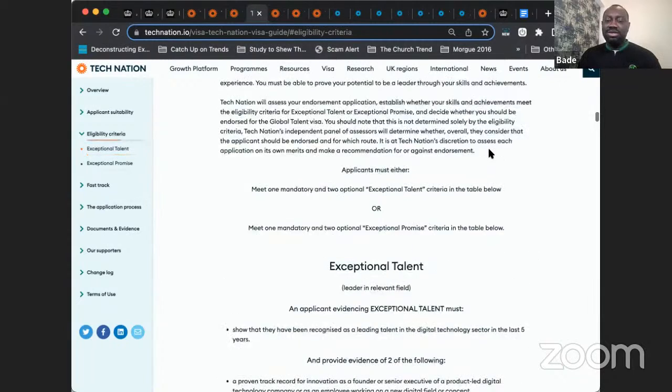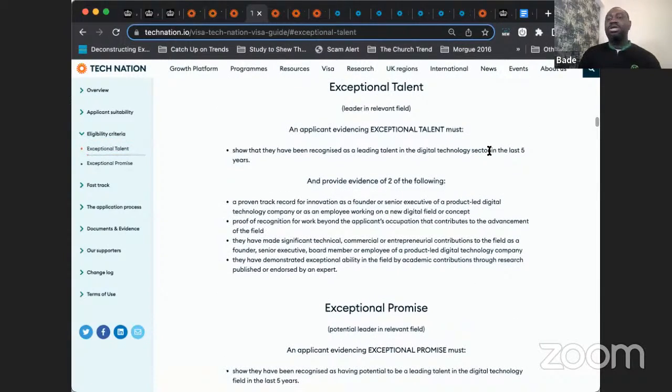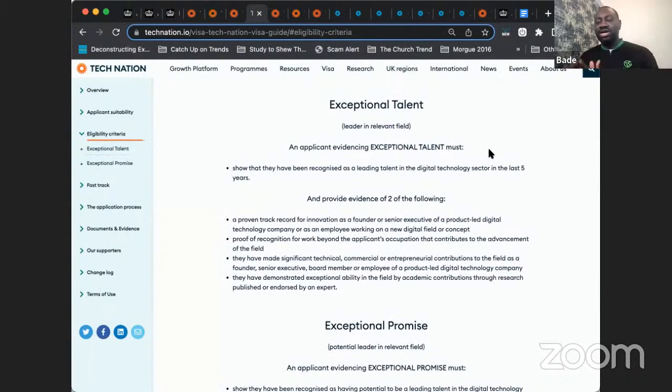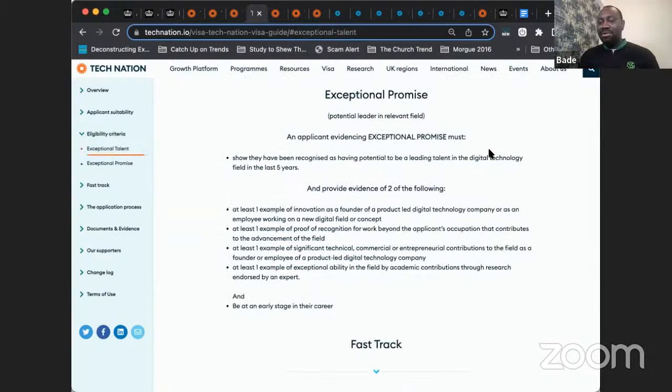Exceptional talent, these are the criteria that you need to meet. But then the question is, how do I show that I meet these criteria? There's more information on this visa guide around that. But just briefly, in terms of the criteria, before now, there used to be 2 mandatory criteria. You could pick one, and then there were 4 optional criteria. You needed to pick 2.